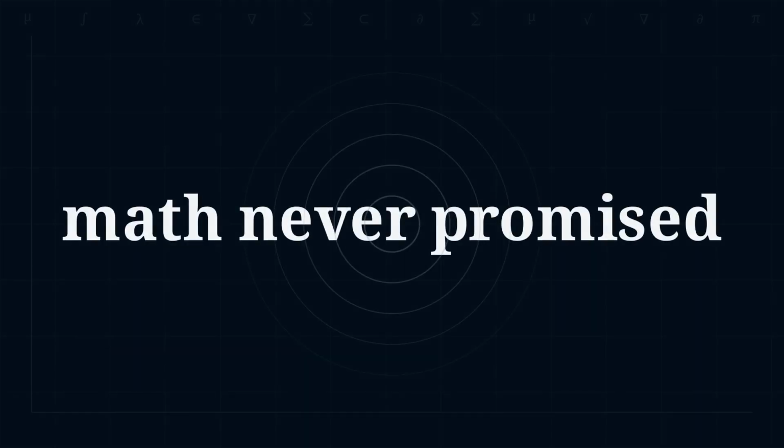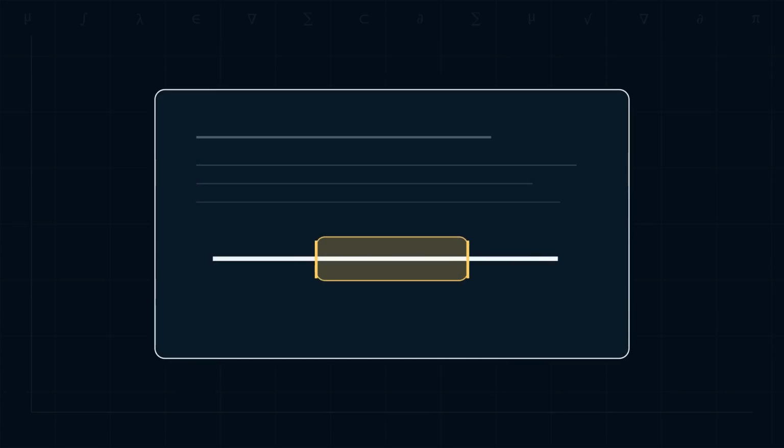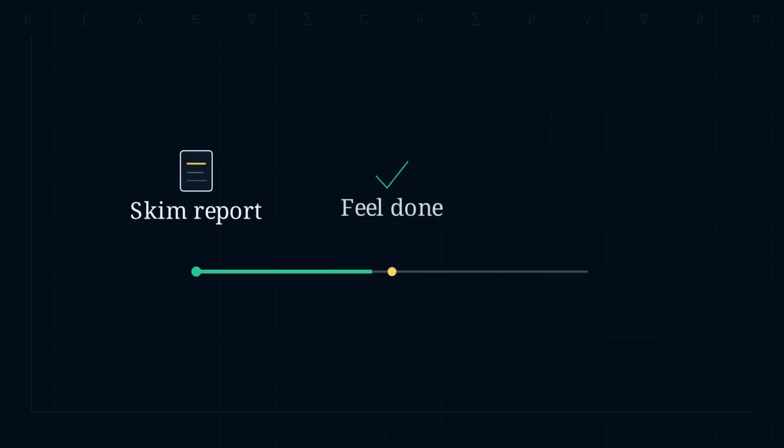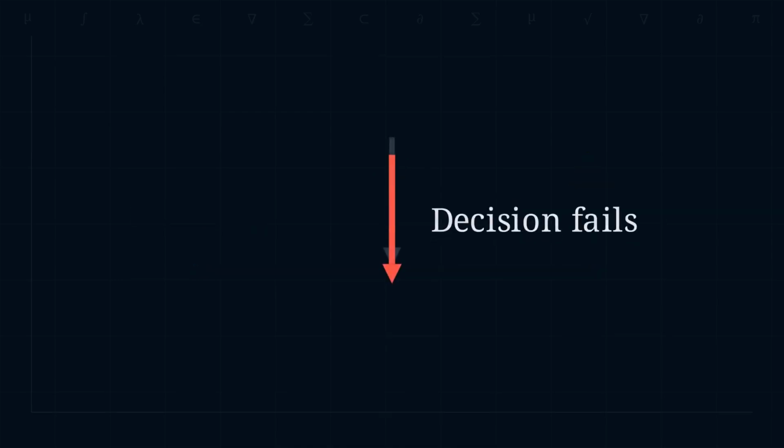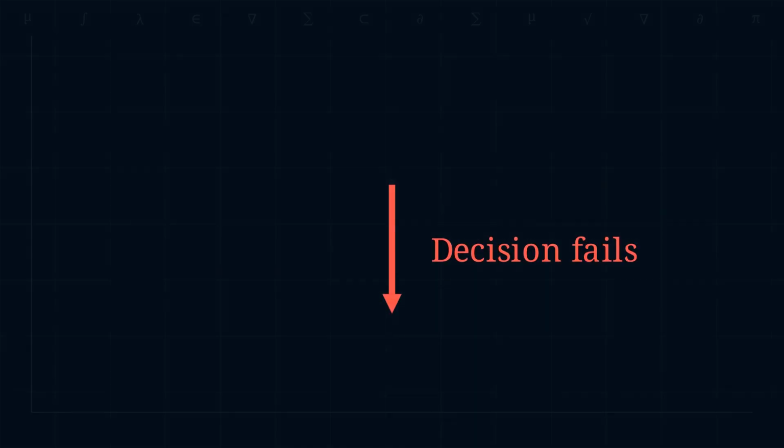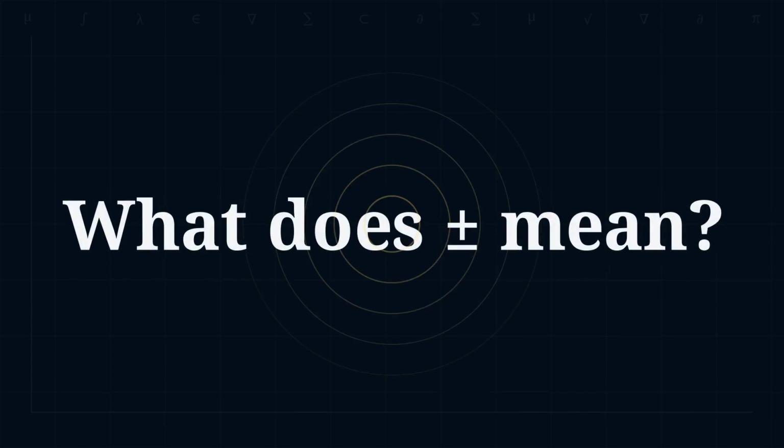never promised. Picture yourself skimming a report, seeing a neat line with a center and a margin, feeling done, and only later facing questions you cannot answer when the decision fails quietly. Here's what that plus or minus is trying to say.